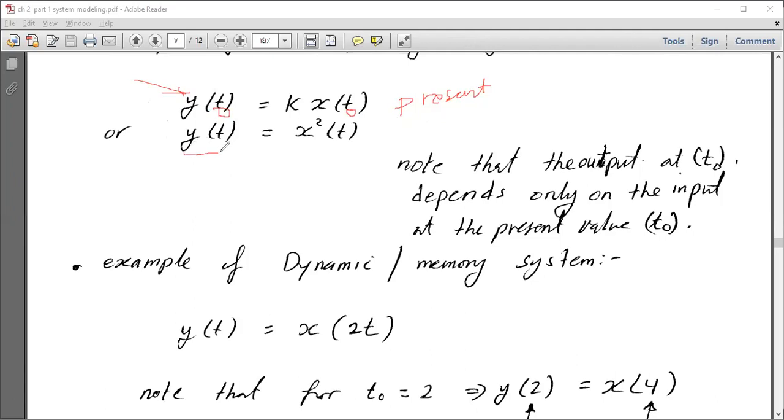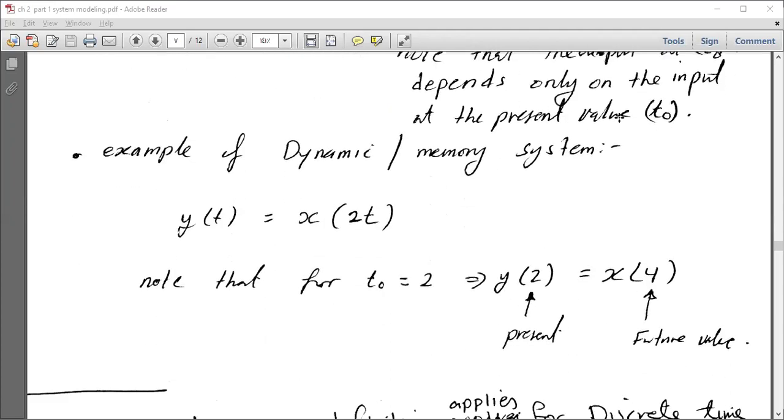Let's see the next one, y of t, the squarer. This is a squarer system: you take the input and you take the square value of the input. If you find y at t node, it is the same; it depends on the present as well. So the output depends only on the present value. It doesn't need either a future or a past value, unlike the integrator. Let us proceed.